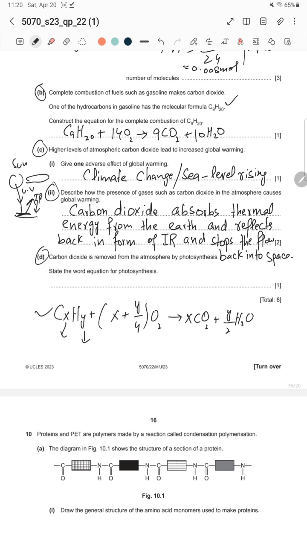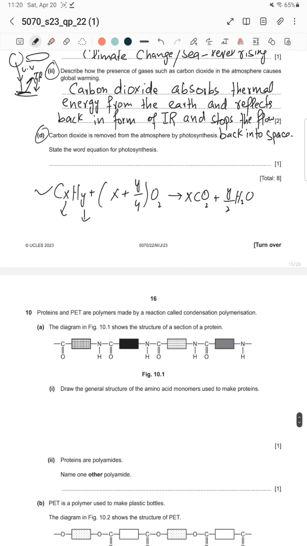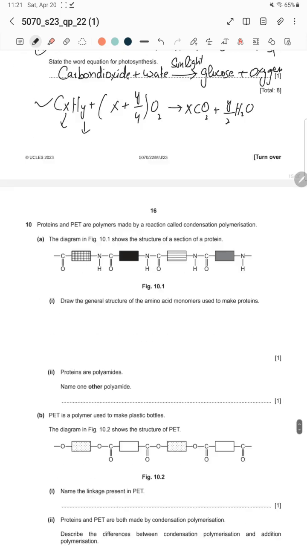Carbon dioxide is removed from the atmosphere by photosynthesis. Straightforward equation for photosynthesis: plants take carbon dioxide from air and they take water from soil, and in the presence of sunlight they form glucose and oxygen. This is the word equation for photosynthesis.